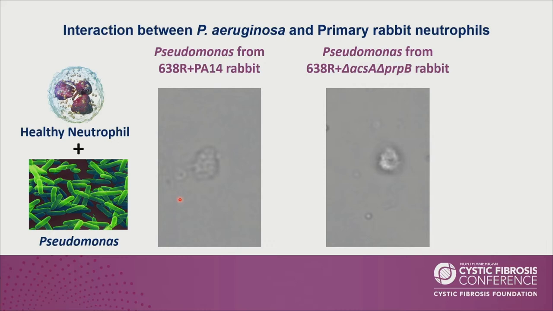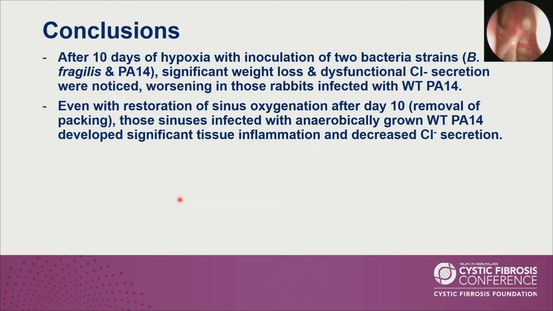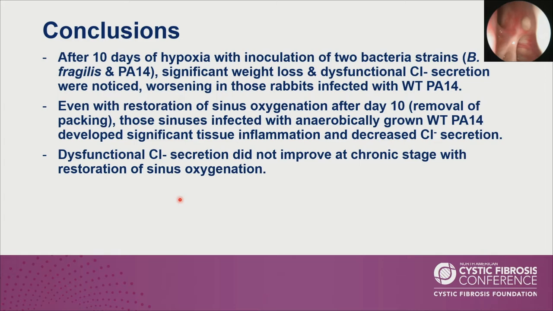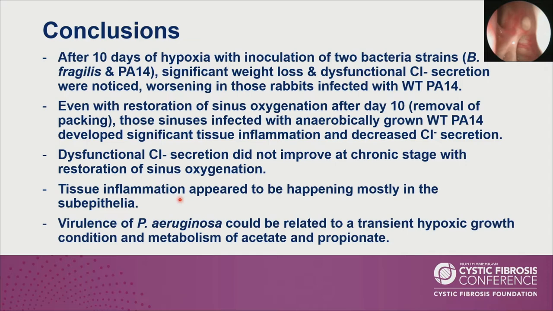So a conclusion is that after day 10 of hypoxia with inoculation of two bacteria, there was significant weight loss, and dysfunctional chloride secretions were noticed, worsening in those rabbits infected with wild type. And even with restoration of sinus oxygenation, those sinuses infected with anaerobically grown wild type PA14 developed significant tissue inflammation and decreased chloride secretions. Also, dysfunctional chloride secretion did not improve at a chronic stage with restoration of sinus oxygenation. And tissue inflammation appears to be happening more in the subepithelia than epithelial layers. And we think that virulent Pseudomonas could be related to transient hypoxic growth conditions and the metabolism of acetate and propionate.